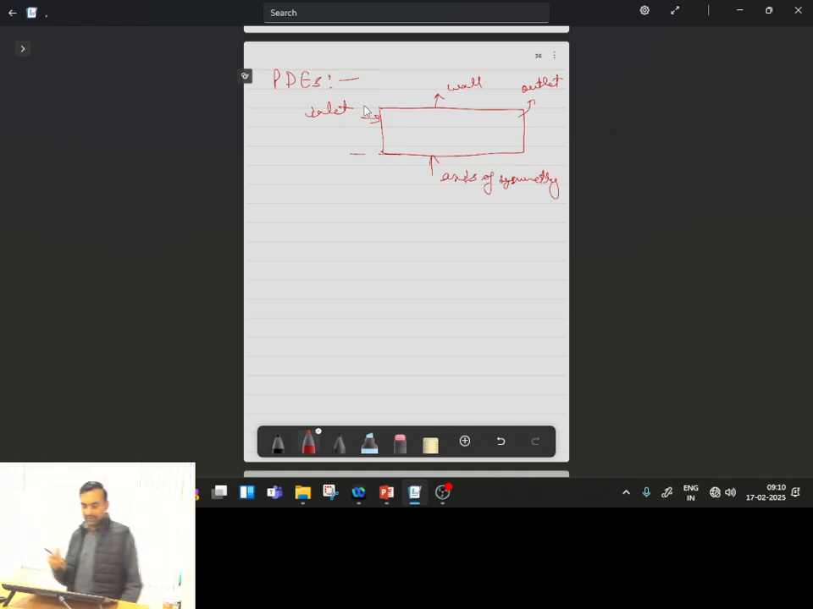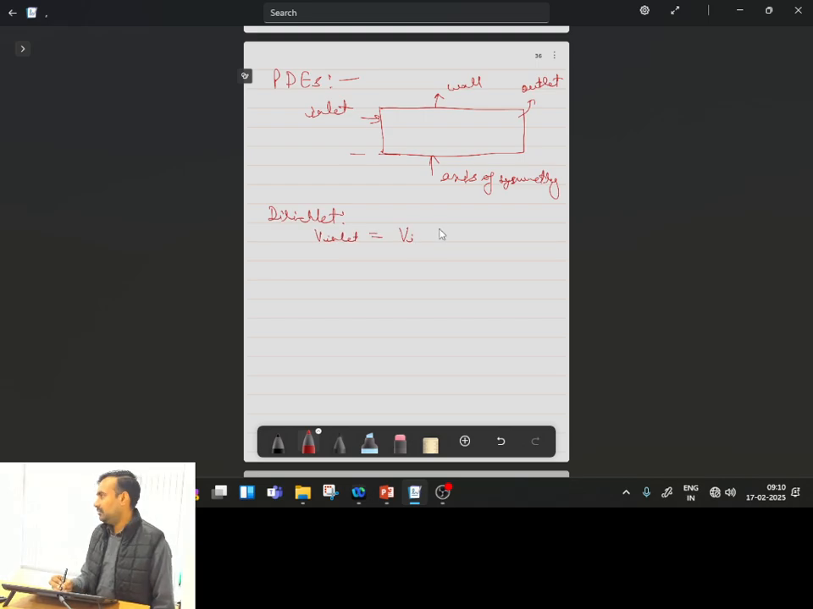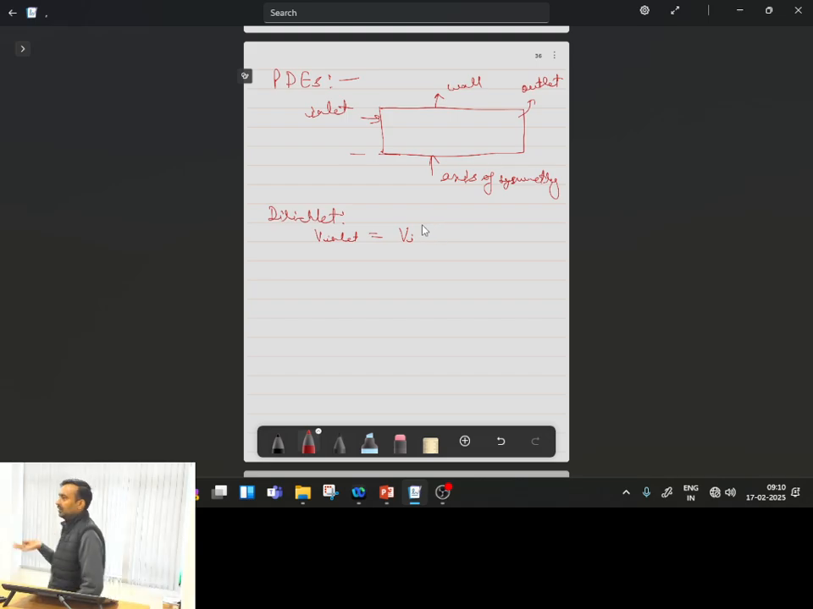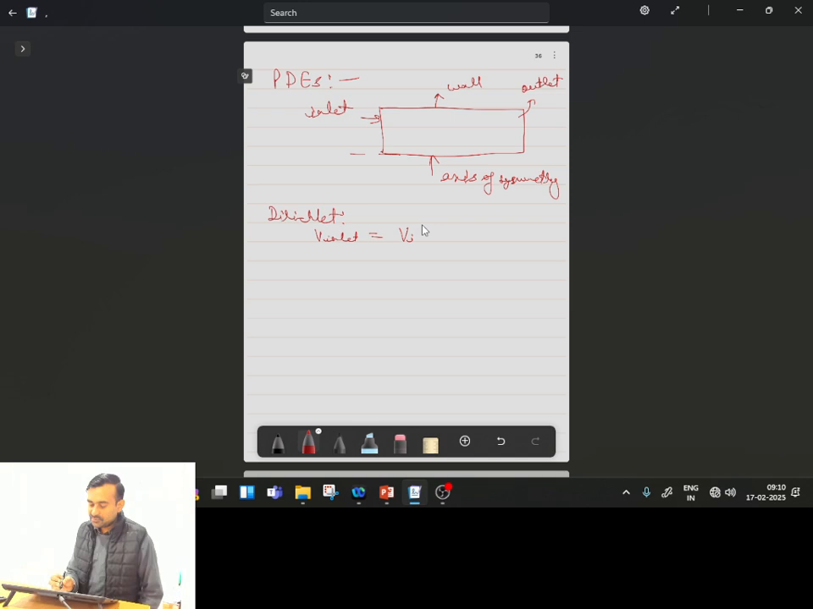Let me choose one of the ways. I can supply a Dirichlet boundary condition at the inlet. What is the meaning of this boundary condition? I will be saying that at inlet, the value of velocity is something, Vi, which may be anything: 1 meter per second, 2 meter per second, 3 meter per second, like that. So this means that at inlet I have specified the constant value of the velocity.